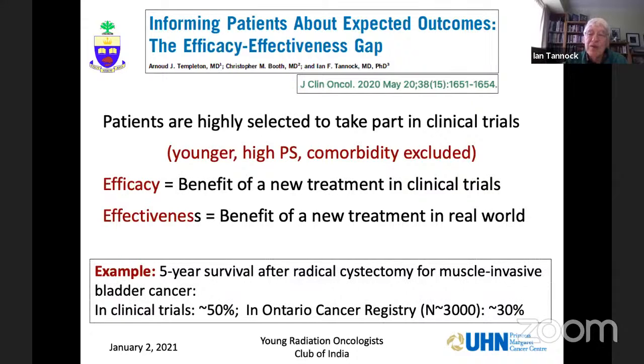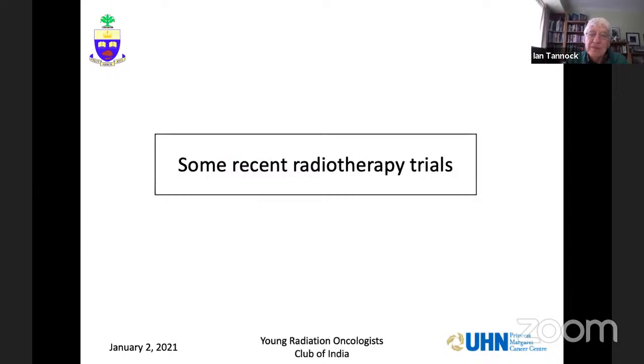And here's an example of a study done by Chris Booth and his colleagues. We have a very good cancer registry in Ontario. The 5-year survival after radical cystectomy for muscle-invasive bladder cancer in clinical trials, a selected case series, is about 50%. In the Ontario Cancer Registry, based on 3,000 people, it's about 30%. Does that mean our urologists are poorer than those who are publishing? No, I don't think it does. It simply means that those going into clinical trials are selected as those who have better outcome.